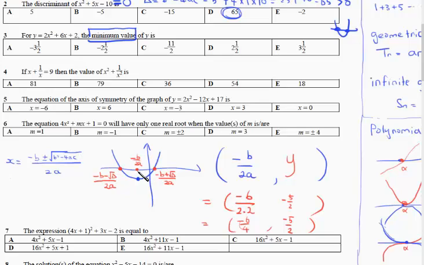So this value here, let's just get rid of it. The x value here is negative 3 on 2. And we found the y value here as well. Just get rid of that. This is negative 5 on 2. So when it says minimum value of y, are they looking for the x value or the y value? The answer is the y value. So definitely the answer is this one, negative 2.5. That's what negative 5 on 2 is.